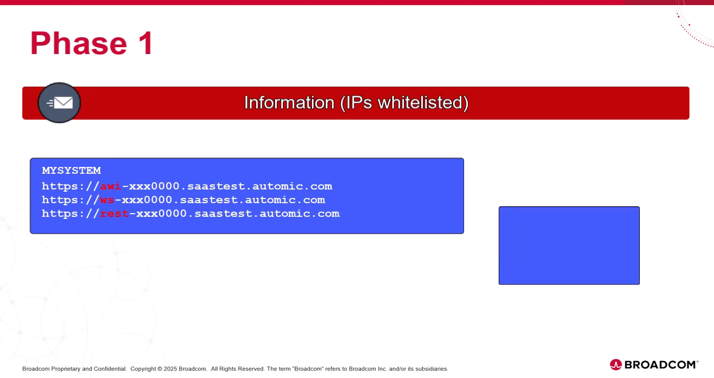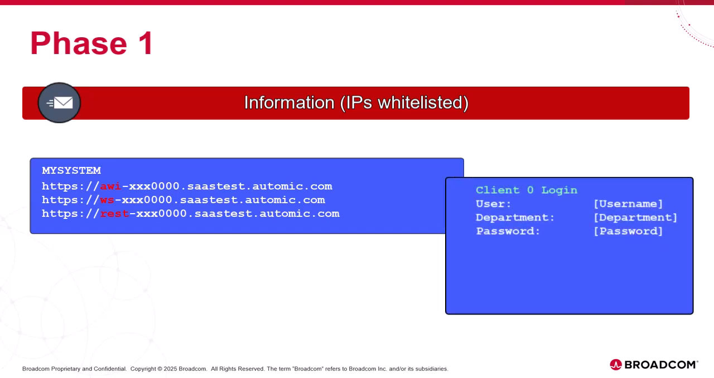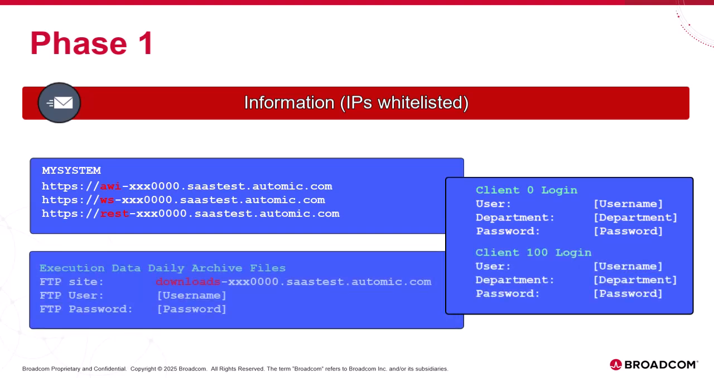You are given a basic user, including departments and passwords for both clients 0 and 100. Execution records are archived as regular files and copied to your personal SFTP site. We include the URL and credentials as well. This entire section contains two sets, one for the non-production system and the other for production.